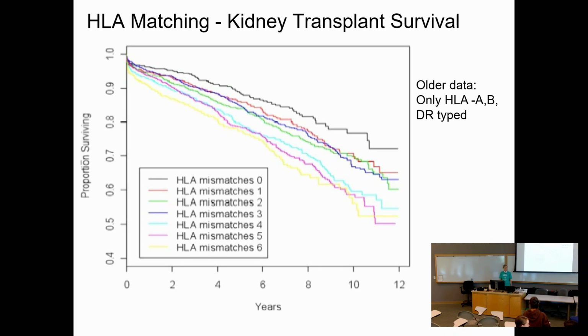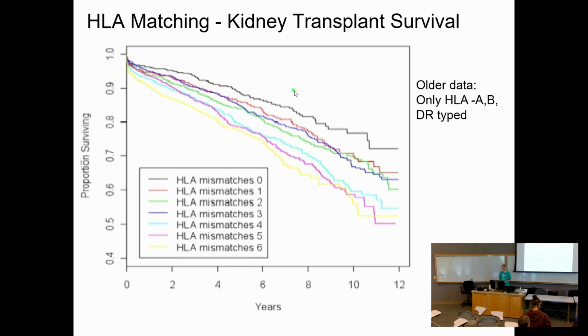And so why is matching important? For the purposes of this diagram, we only have A, B, and DR. You can see the 0 mismatch is this top line, and at 1 year, everybody's pretty good. Transplant centers are ranked on how well their organs, especially kidneys, survive at 1 year. And if you're good, you should have pretty close to 100% survival at 1 year.